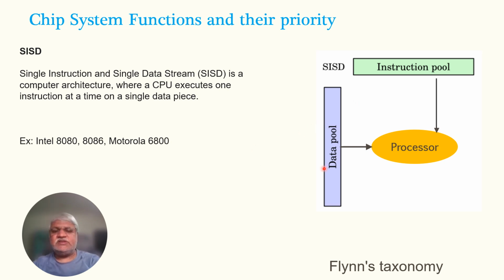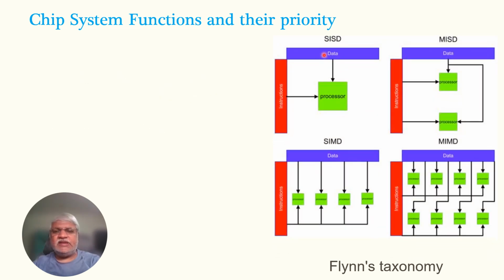Aside to this is Flynn's taxonomy, where the different architectures of the systems are made. If you observe, there are many types of possible architectures to implement the same functionality. SISD is represented in this way, and here multiple-instruction single-data stream is represented in this way. Multiple instructions are taken, but the same data is provided to both the processors.